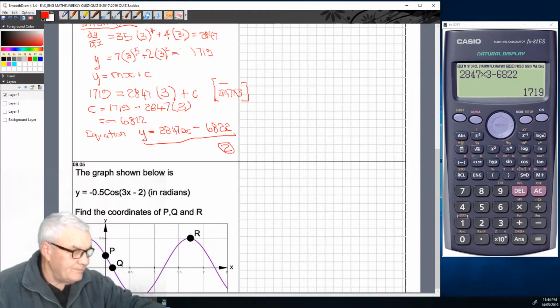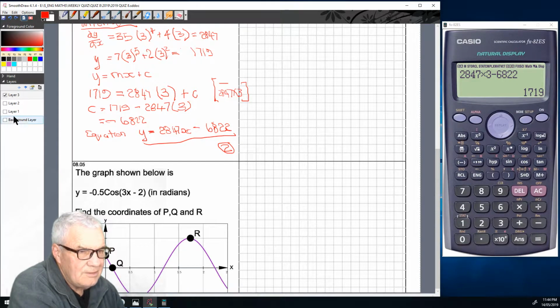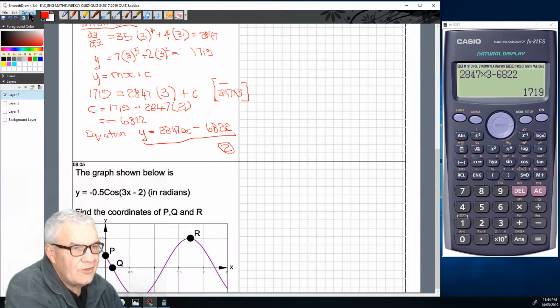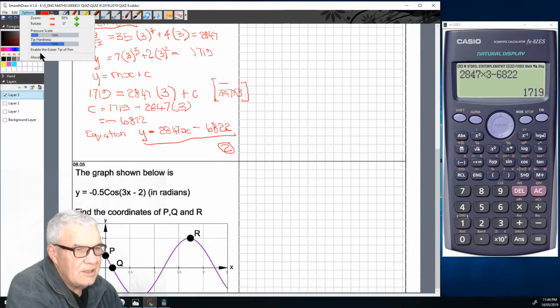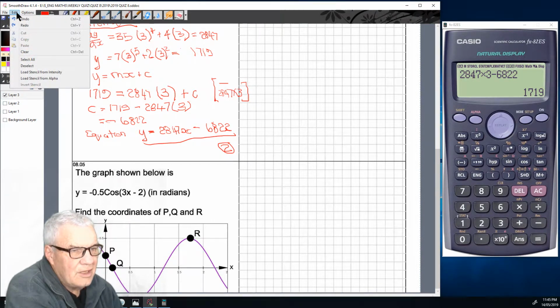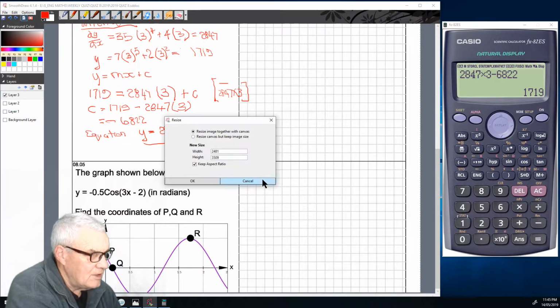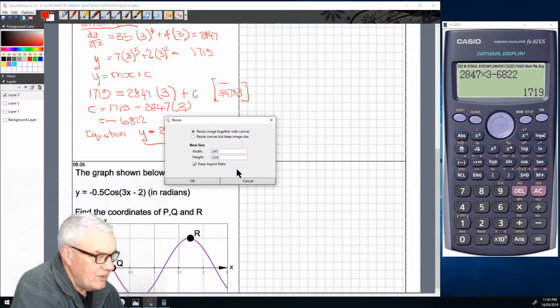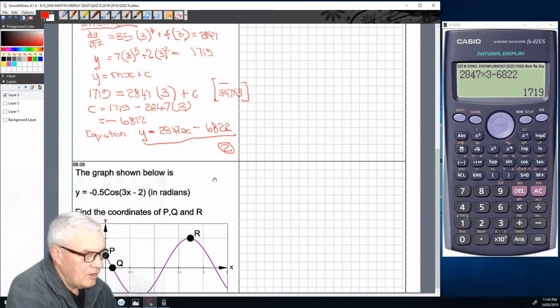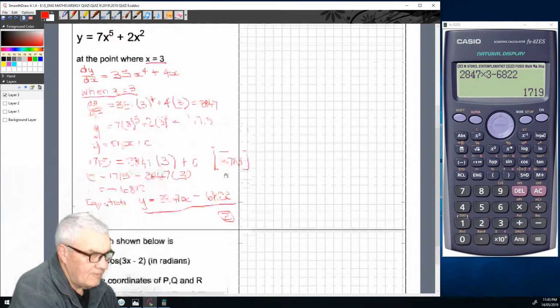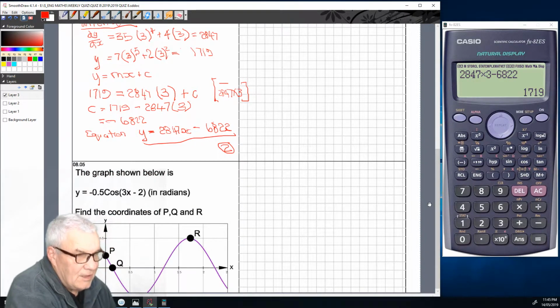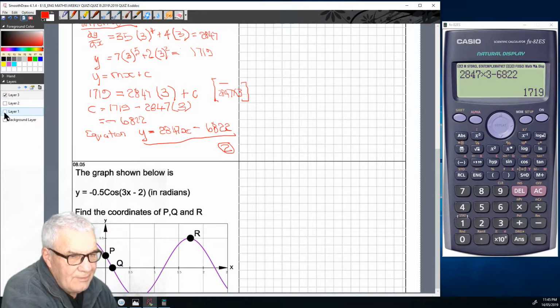I'll try this option here. Options, edit, file, resize image together with canvas. Okay, no. Damn. Layer 1, layer 2.